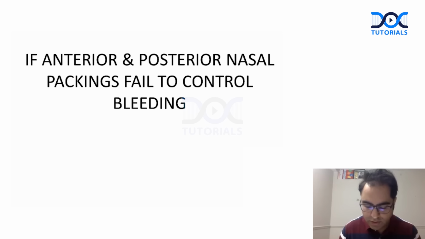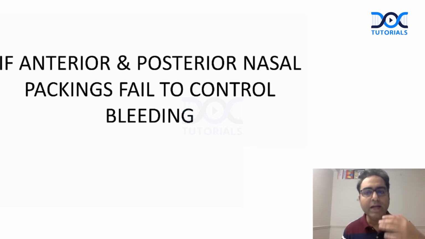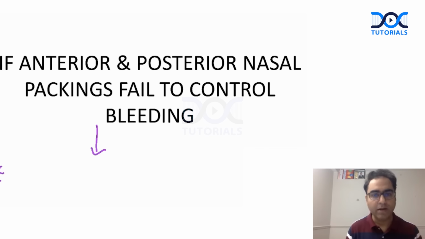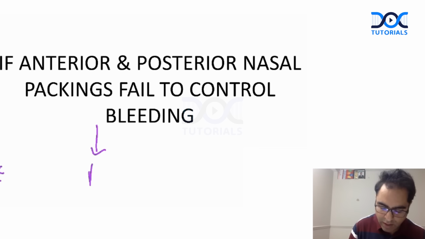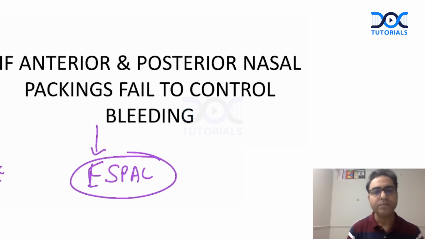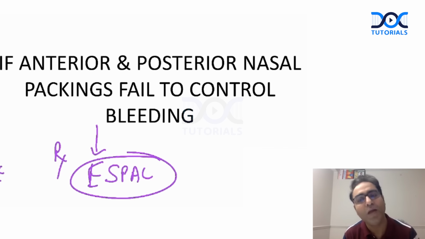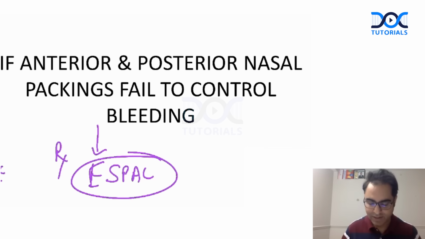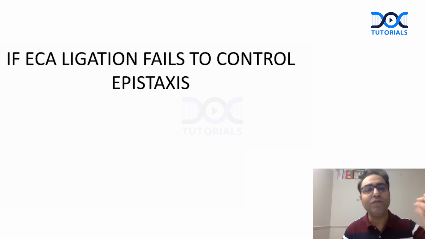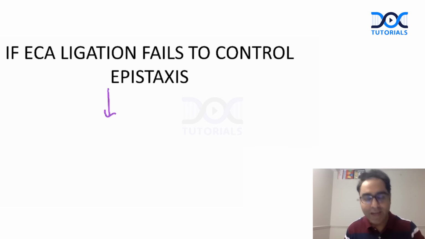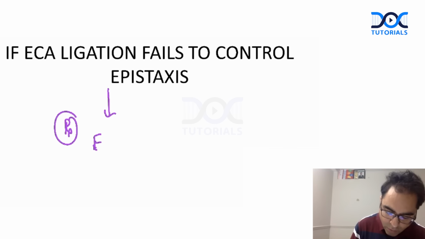Okay, fine. Now the question is, if both packings fail to control the bleeding, you did anterior packing, you did posterior packing, and they are unable to control the bleeding, then the further treatment plan is endoscopic sphenopalatine artery ligation. I told you the artery of epistaxis is the sphenopalatine artery, and if both packings fail, then you should go for ESPAL, endoscopic sphenopalatine artery ligation. Now, one more question, if ECA ligation fails to control bleeding, you tied the ECA. I told you 20% circulation comes from the ICA. Then the further treatment plan is ethmoidal artery ligation.